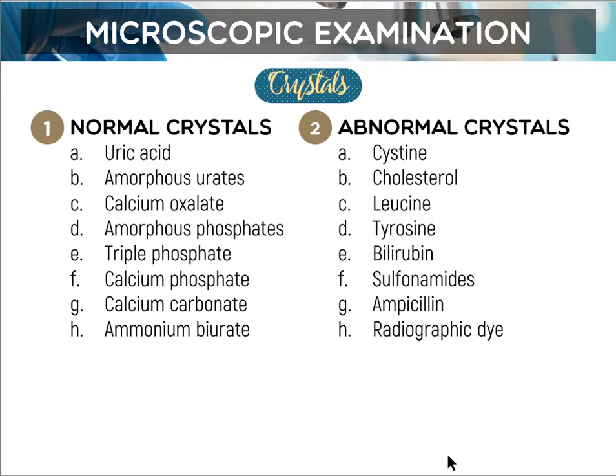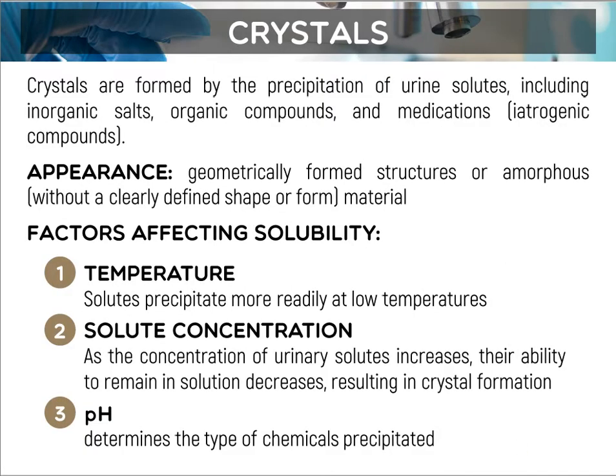next we have your crystals. So crystals are subcategorized into normal crystals and abnormal crystals. One thing to take note, guys, abnormal crystals are found in acidic urine. Crystals are formed by the precipitation of urine solutes, including inorganic salts, organic compounds, and medication, so your iatrogenic compounds.